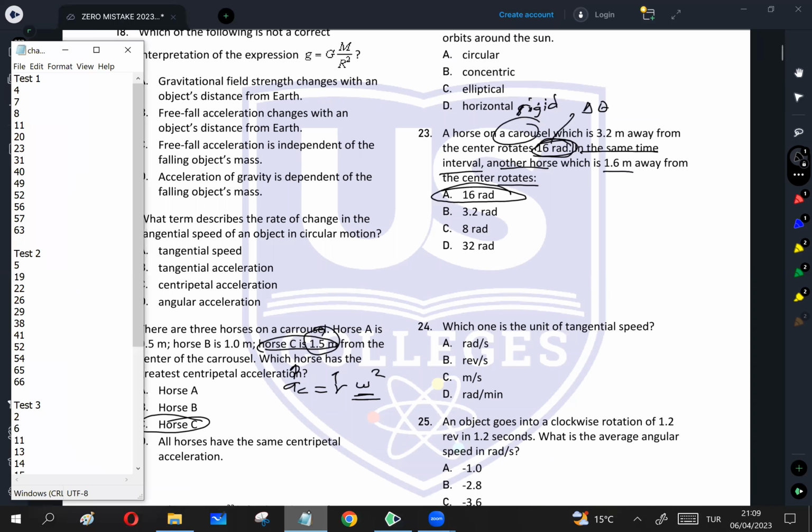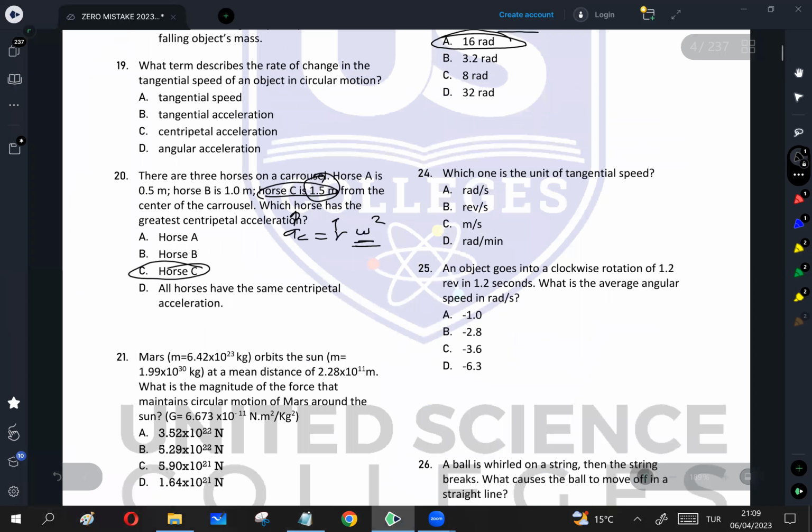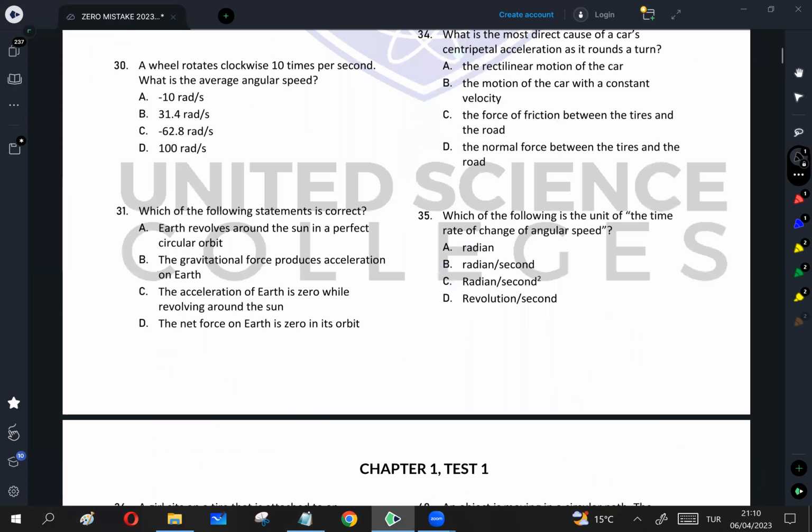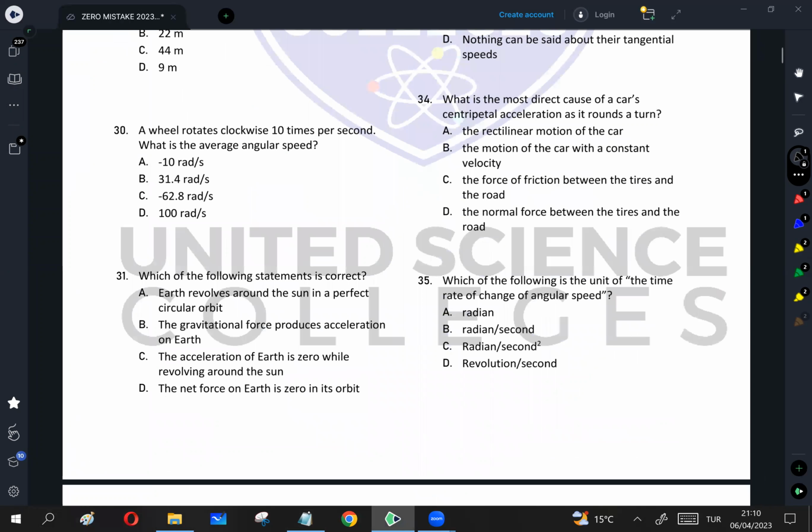After 23, 31. Which of the following statements is correct? Earth revolves around the sun in a perfect circular orbit. No, not a perfect circular orbit. Near circular, an elliptical orbit. This is not correct. Gravitational force produces acceleration. Of course, every force produces acceleration. Gravitational force produces gravitational acceleration. This is correct.